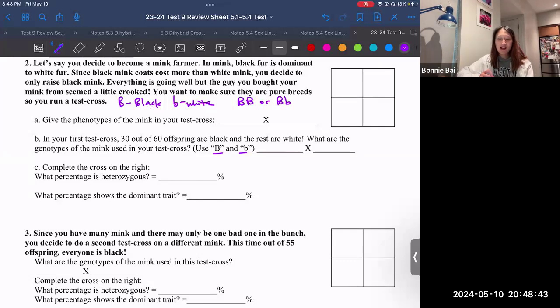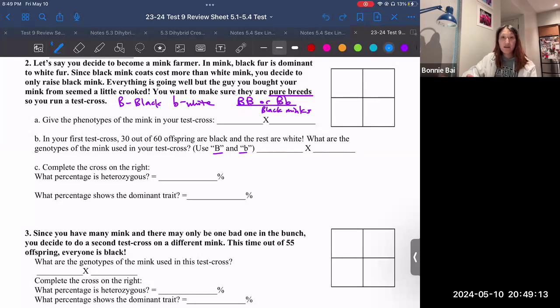Everything is going well, but the guy you bought your mink from seemed a little suspicious. You want to make sure that they are purebred. You're like, ooh, are they actually purebred? So then you run a test cross. So we don't know if the black minks, the ones that I bought with my hard-earned money because I'm a mink farmer, are big B or big B little b. What I want is this one, but I don't know if that's what I have.